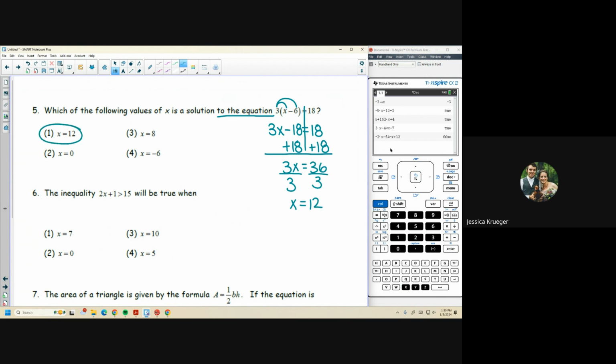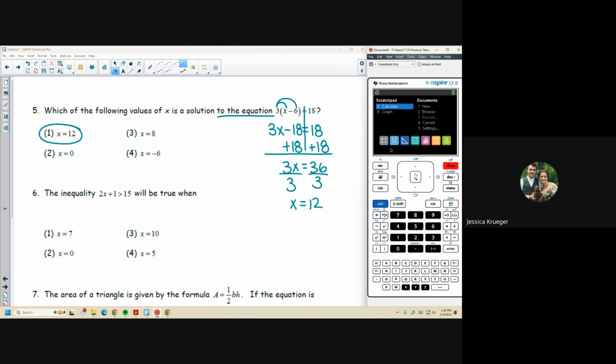It's worth taking the time to verify this. So I'm going to go ahead and open a new document. And let's use our equation solver. So go to Menu, Algebra, Numerical Solve. And I'm going to type in 3 parentheses x minus 6 close parentheses equals 18. And then tell it comma x, so it knows it's solving for x. Hit enter. I get 12. So I can be very sure that this is the correct answer.